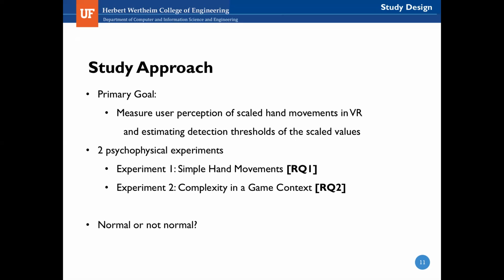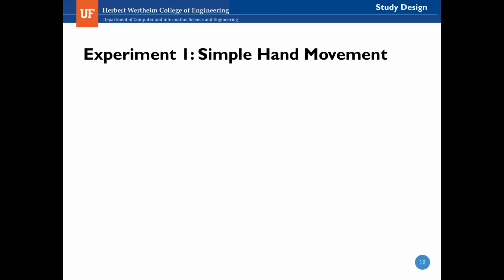In both experiments, we adopted a two-alternative forced choice method in which participants are exposed to different magnitudes of scaled hand movements in virtual reality while moving their hand and being asked to choose between normal and not normal based on the perception of the virtual hand movements. So let's start with experiment 1, simple hand movements.